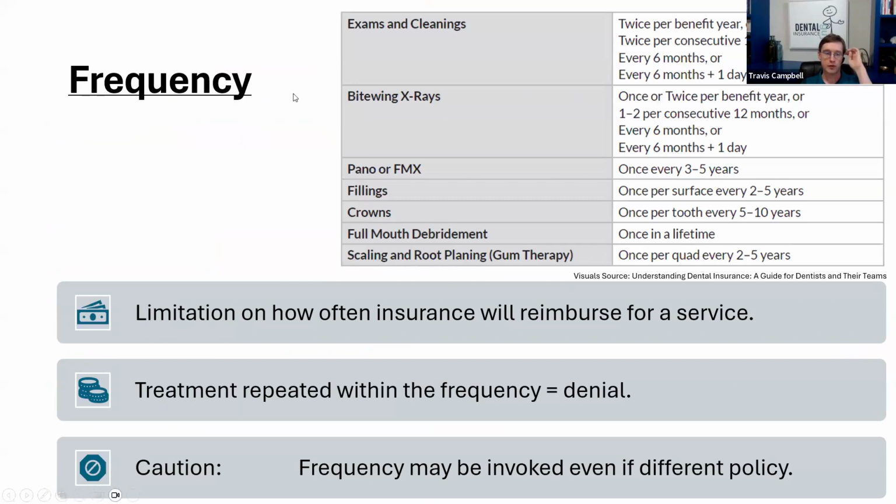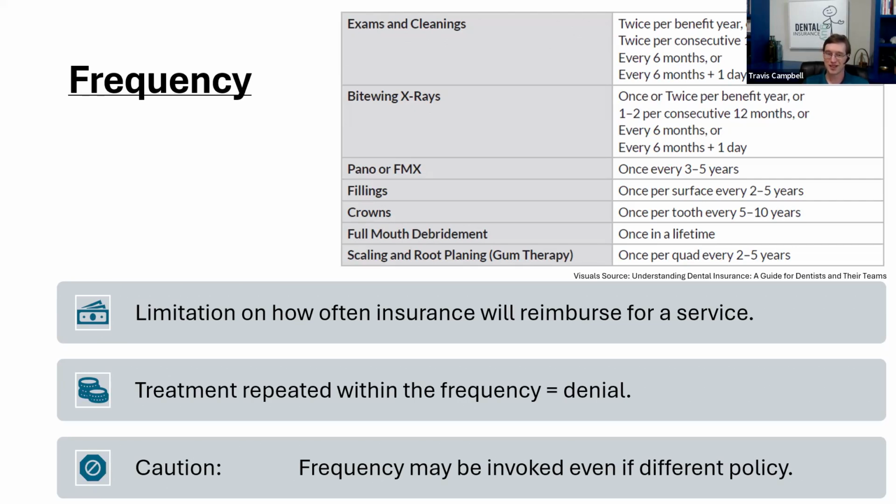Frequency is the next one. So you've got to think about insurance is going to say, well, great, we'll pay for all this service, but we're only going to pay for it at a certain time period. We're not going to pay for it 10 times in a year because patients shouldn't need it 10 times a year. At least that's their determination. So frequency is a limitation on how often insurance will reimburse for the same service. If you repeat a service within the same frequency, you're going to get a denial. And there's almost nothing you can do about that denial.